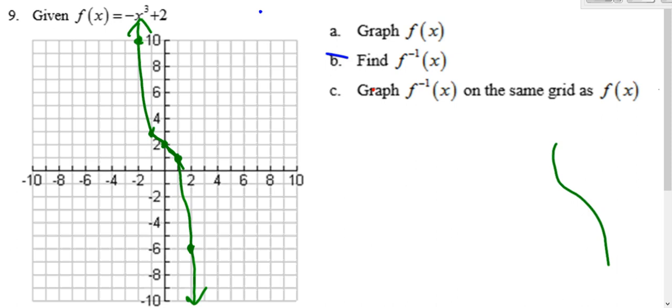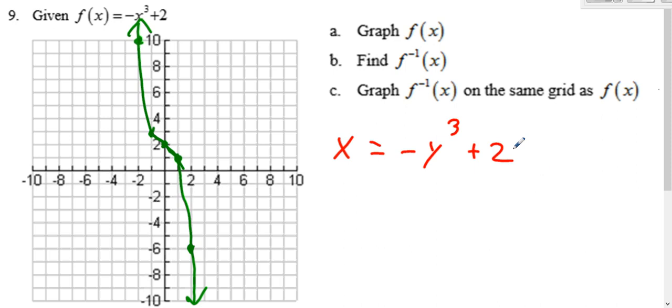Now, F inverse for part B. You switch your x and y's, you solve for y. So we're going to call that x equals -y cubed plus 2. Switch x and y. Now we're going to solve for y. Subtract the 2 over.